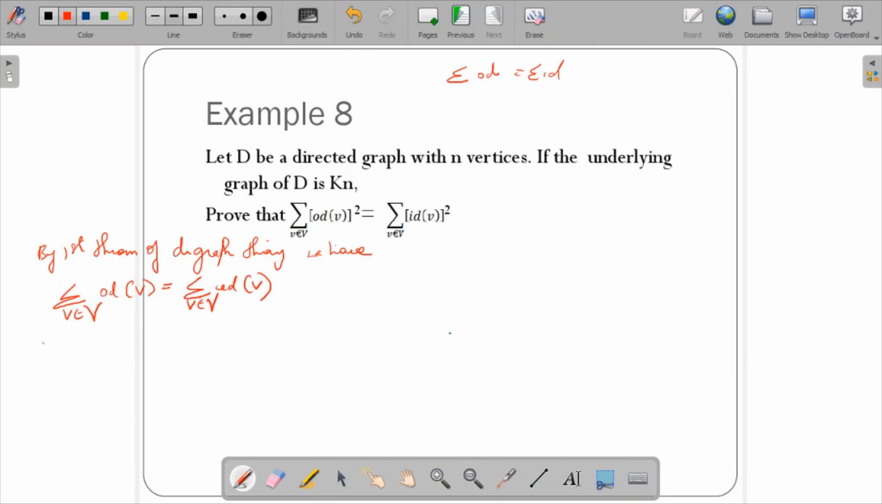So this gives summation of v belonging to V, out degree of vertex minus summation of v belonging to V, in degree of vertex, that is equal to 0. Let me keep this as equation 1, this is the formula I've used. Okay, now I got this particular equation.